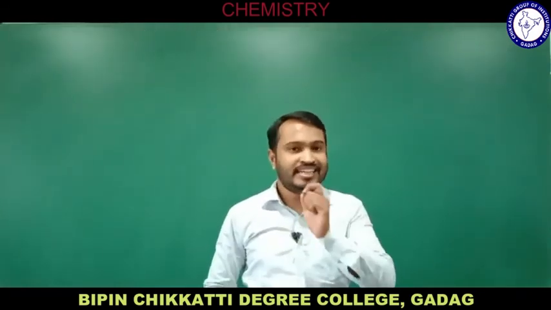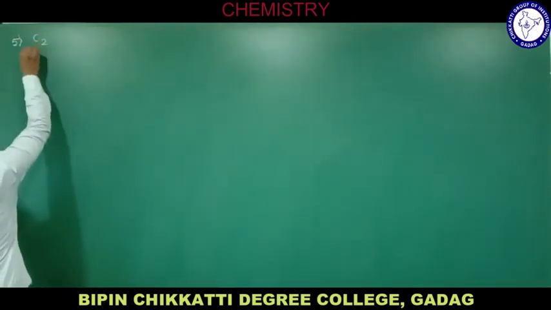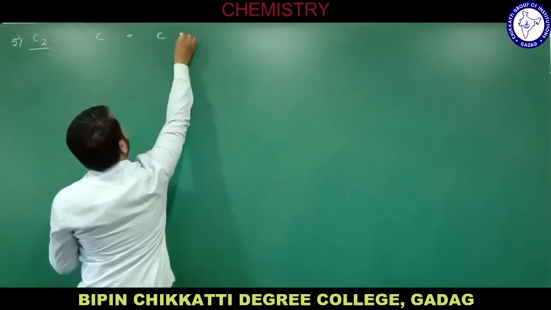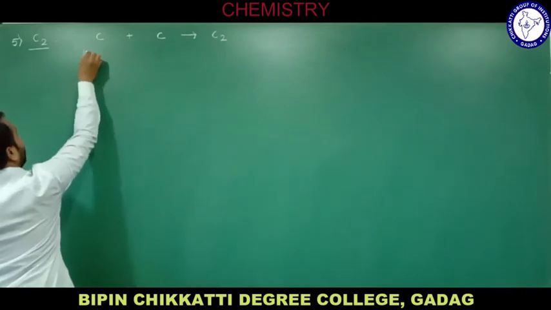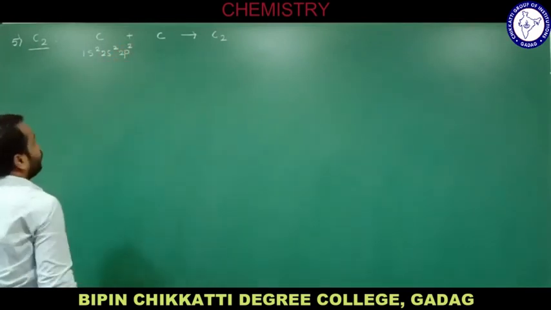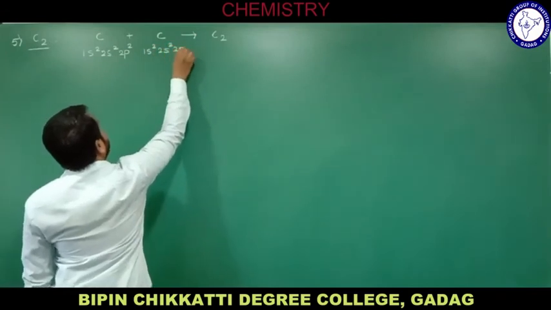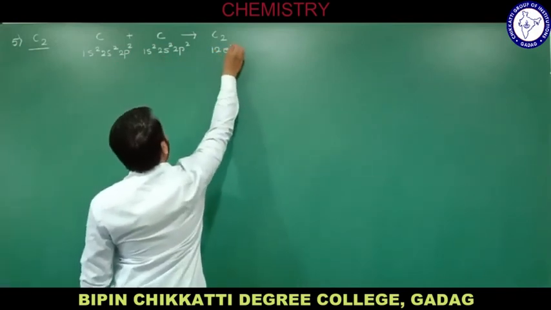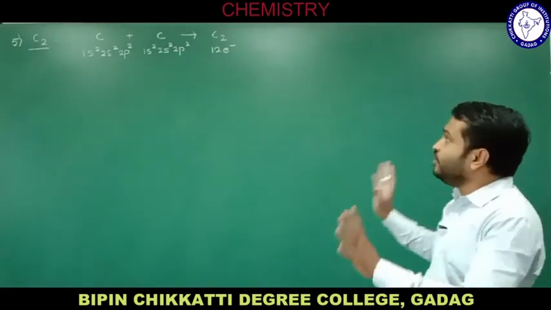Example 5, C2 molecule. One carbon combines with one more carbon, we get C2. Atomic number is 6, electron 6, electronic configuration 1s2, 2s2, 2p2 for the first carbon. And for this carbon 1s2, 2s2, 2p2 we have 6 electrons from here, 6 electrons from here. Total we have 12 electrons. Remember, 12 electrons we have. So 12 electrons have to be distributed in molecular orbitals.